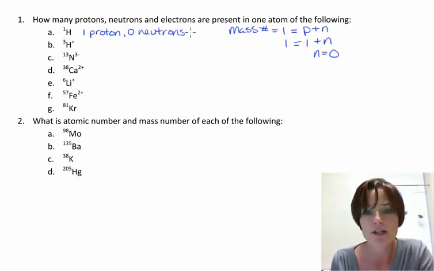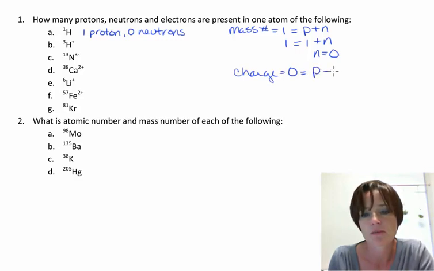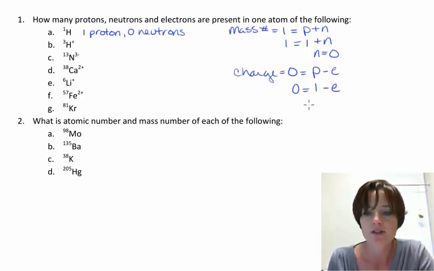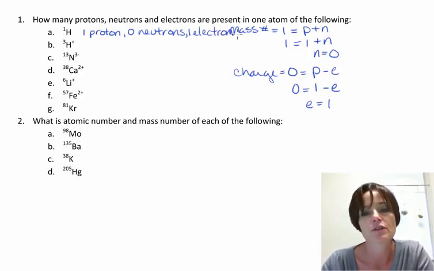And then if we want to figure out the number of electrons, we're going to look at the charge. And if you look at this example, there's no charge listed there, so the charge is going to be 0. So the charge is equal to 0, and that would be the protons minus the electrons is going to give us that charge. So we have 0 equals 1 for the number of protons we've already calculated, minus e, and so e is going to be equal to 1. So in this one, we have 1 electron here. Okay, so that's how we would solve the very first question.